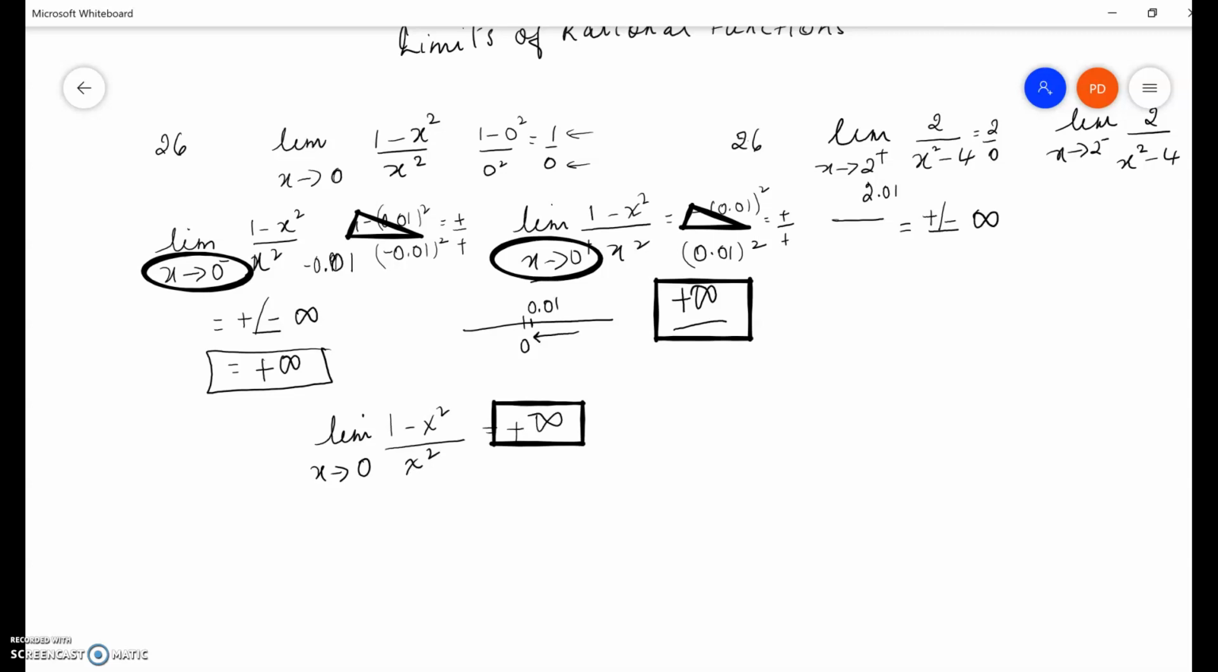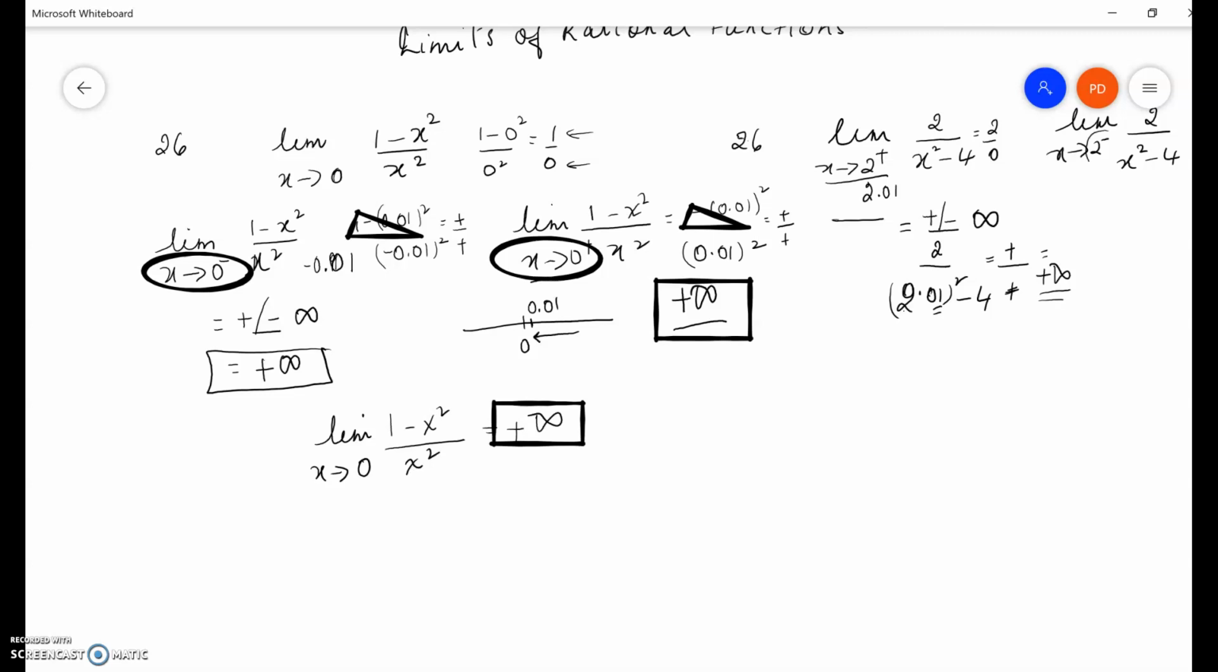So if we plug that in, we get 2 over 2.01 the whole squared minus 4. The numerator is positive anyway. The denominator is also positive because when we square 2, we get a 4. If we're squaring something slightly greater than 2, we get something slightly greater than 4. So that would be positive. So therefore, as we approach 2 from the right, we have positive infinity.